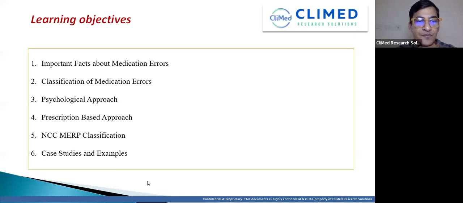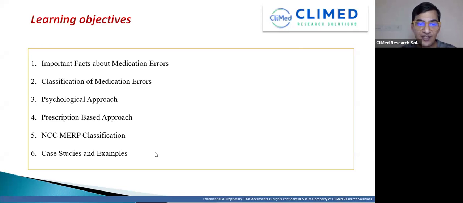Yes. Prescription-based approach, I know many of you would be aware of. Okay. How many of you know about the psychological approach of medication errors? Anyone? No. Okay. So let's go through the things and let's understand them. So, guys, there are many types.